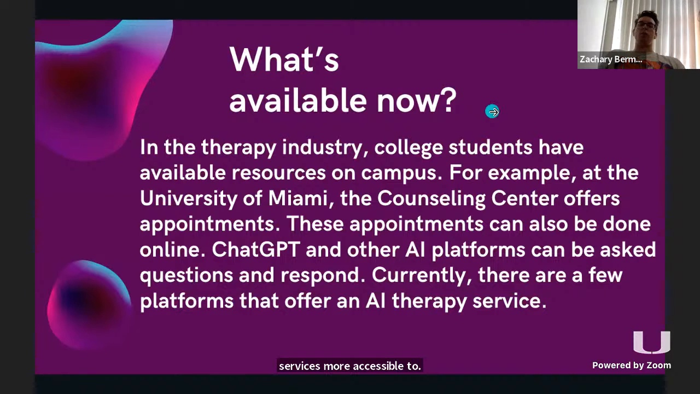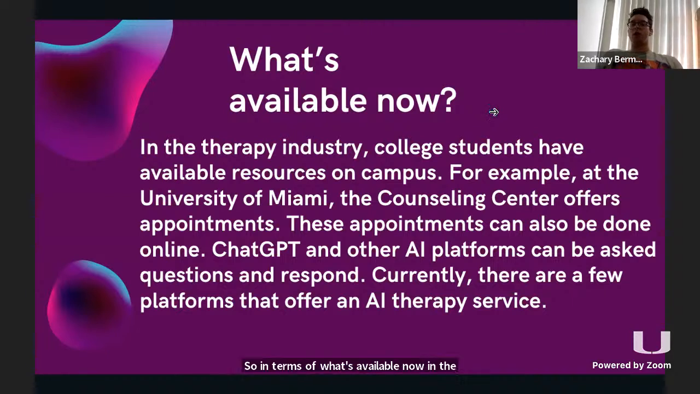So in terms of what's available now in the therapy industry, college students have available resources on campus. For example, at the University of Miami, the Counseling Center offers appointments, and these appointments can also be done online. So there's also ChatGPT and other AI platforms which can be asked questions and respond. Currently, there are a few platforms that offer an AI therapy service, which will be detailed in the next slide.